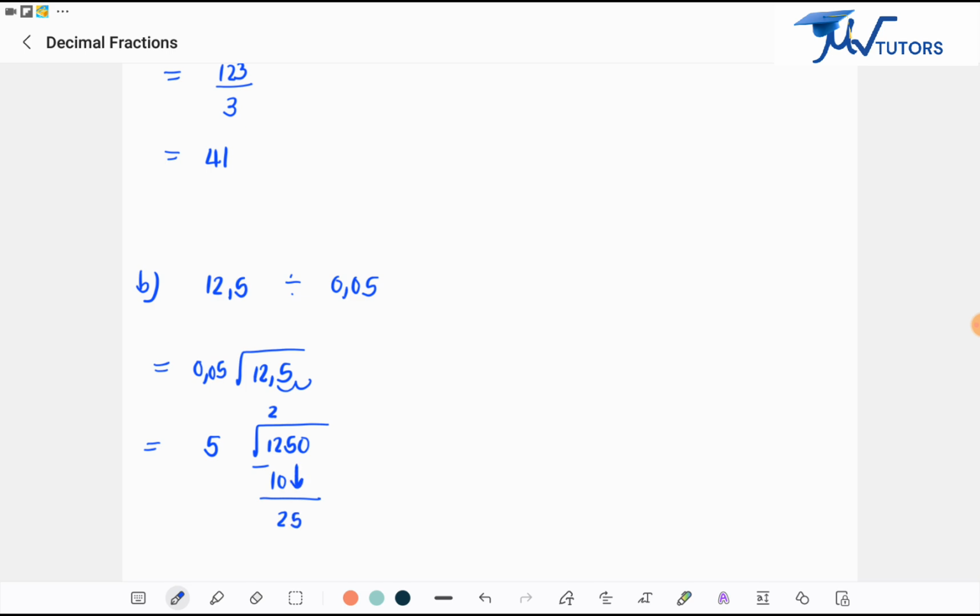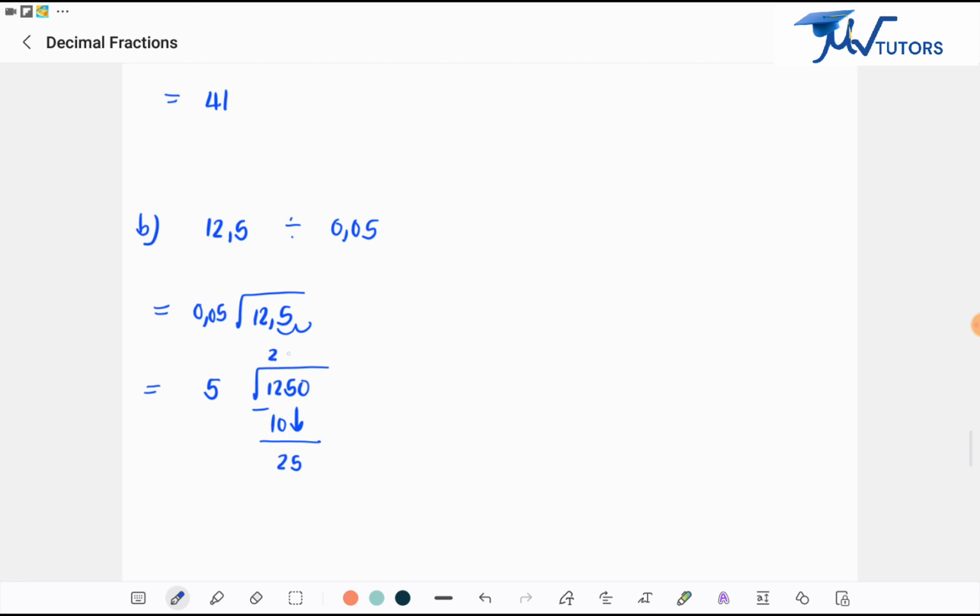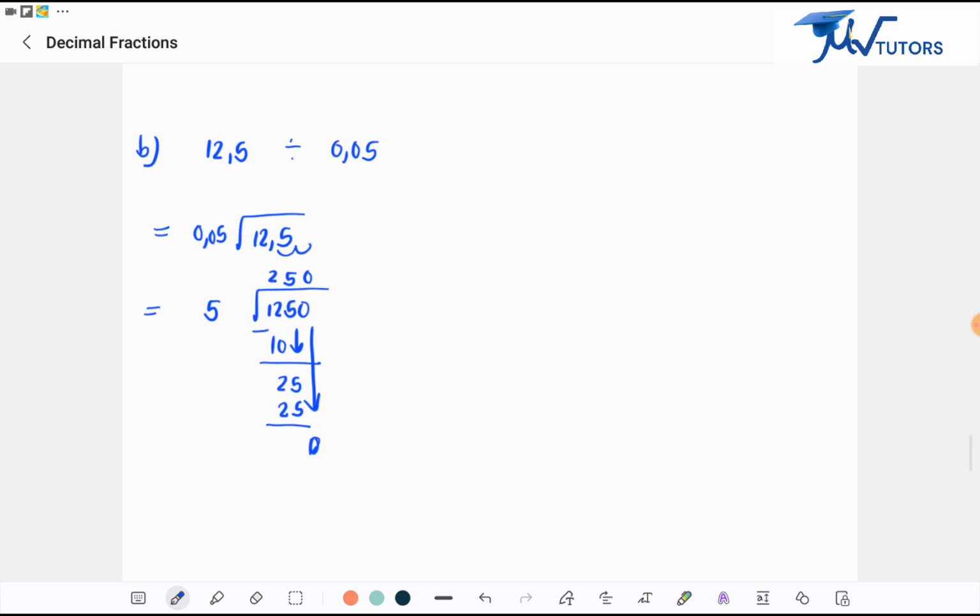25 divided by 5. That's going to be 5. And 5 times 5 is 25. And there we go. That's just 0. And you're going to bring down this 0. So we have 0 over there. 0 divided by 5 is basically 0. Okay, so then we see that 12,5 divided by 0,05 is actually 250.